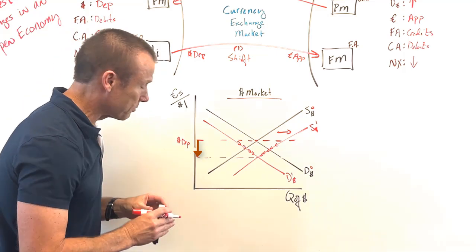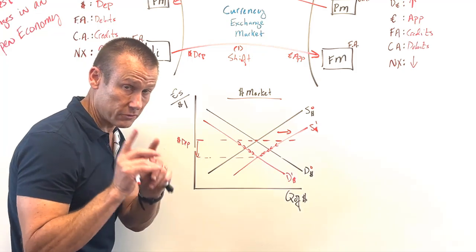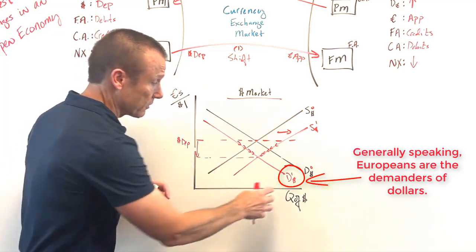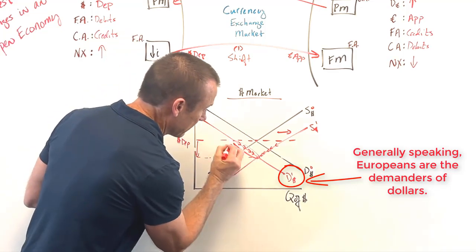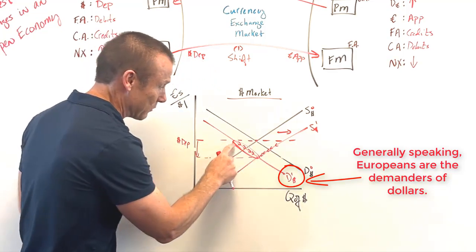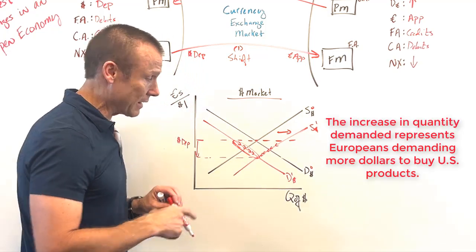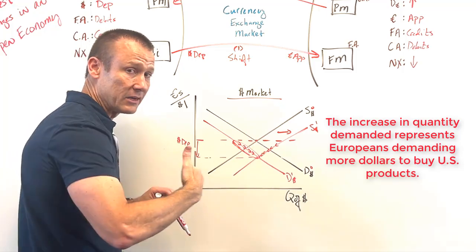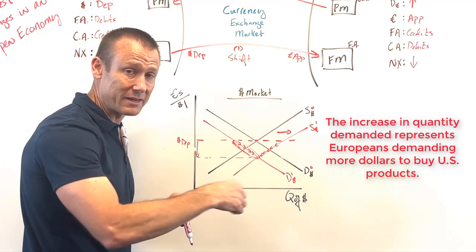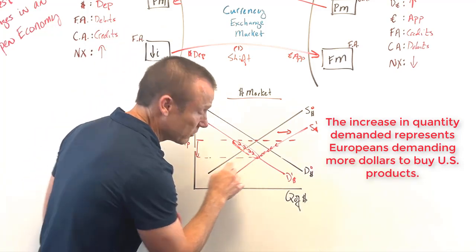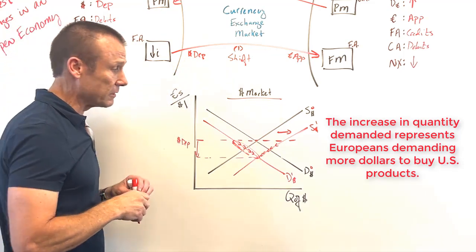And when that dollar depreciates, Europeans, who are demanders of dollars, are going to demand more dollars. This is actually an increase in the quantity demanded, okay? Why? Because I'm going right, and that's the way we should be focused right here. You're seeing an increase in the quantity demanded. Again, having a horizontal orientation to this graph because we're talking about supply and demand, and we always have a horizontal orientation when we have supply and demand. So an increase in the quantity demanded of dollars to come buy our stuff because, again, the dollar depreciated.